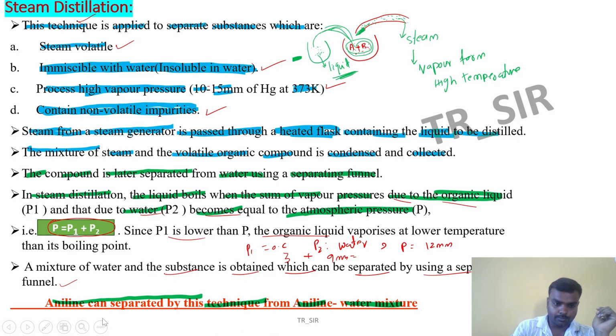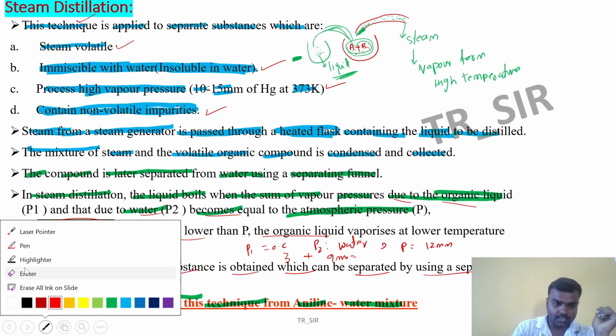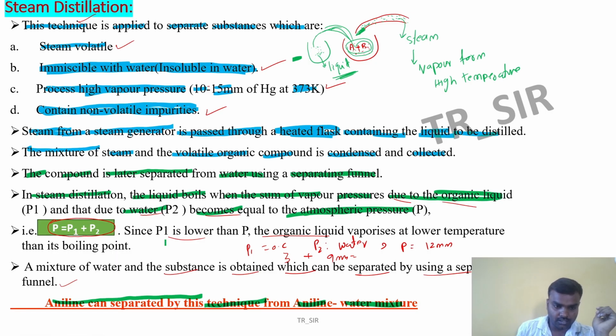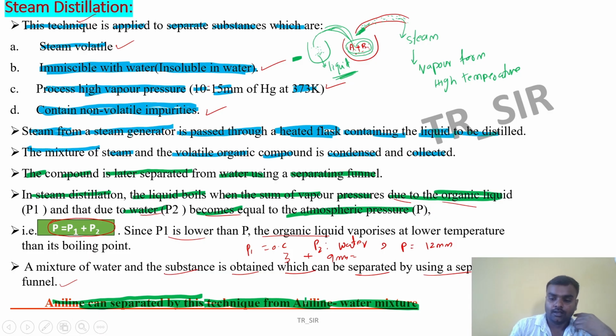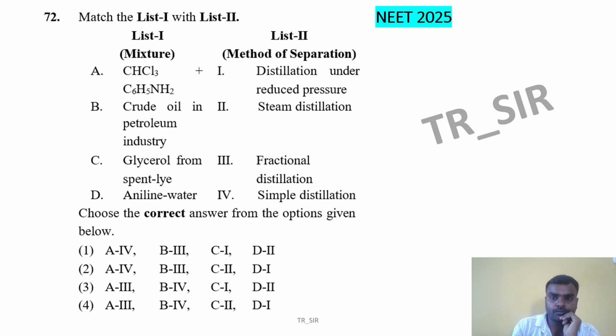Now, this is the point that will be asked in the exam. Which point? Aniline. Aniline can be separated by this technique from the aniline water mixture. Okay guys, I think that is clear, right? If any doubts are there, you can comment to me. Now we'll see the question which was asked in our NEET 2025 exam.